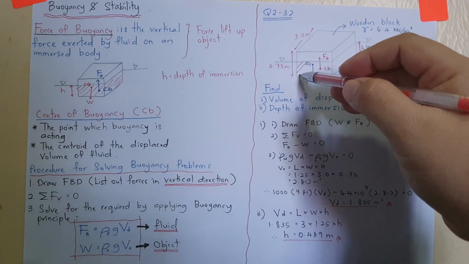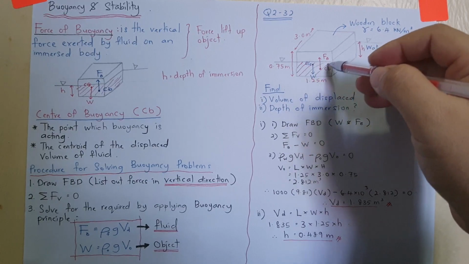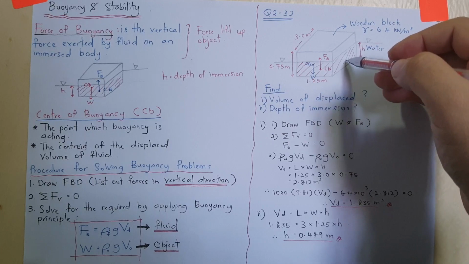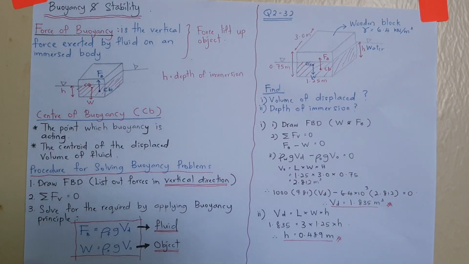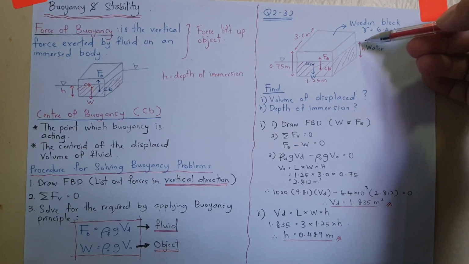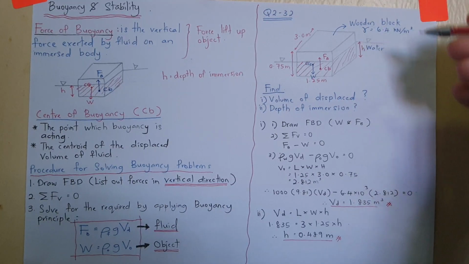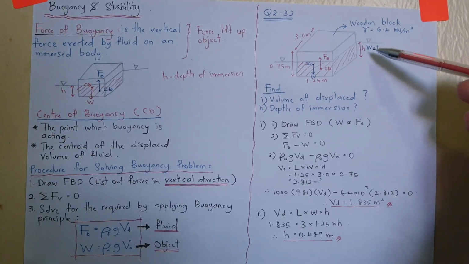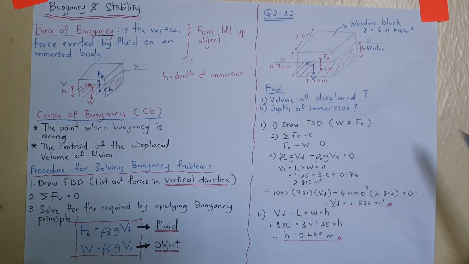If you get problems on buoyancy and stability, first you can try to sketch where the volume displaced is, so that you know how to calculate the depth of immersion. In the question, they didn't give you the h, so I put h here as the depth of immersion. You can put any unknown, but normally we put h. Okay, if you know it's a buoyancy problem, you know you have 3 steps to follow.